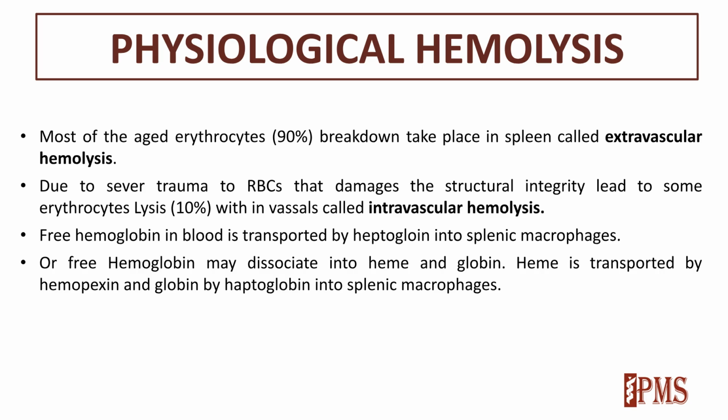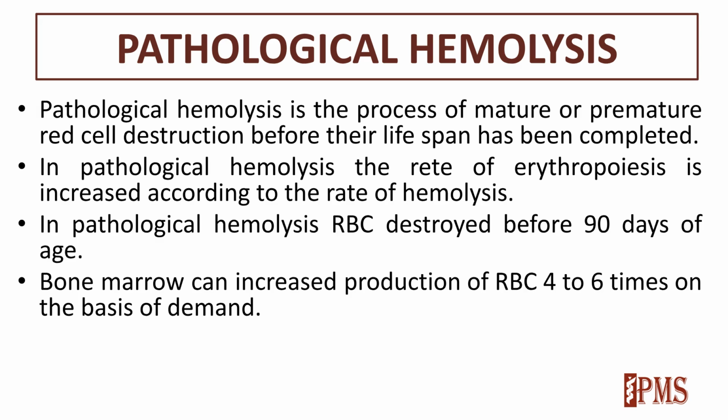Most aged red blood cells are broken down in the spleen, a process called extravascular hemolysis, accounting for 90% of destruction. Intravascular hemolysis, about 10%, happens within blood vessels due to trauma to red blood cells. Pathological hemolysis involves the premature destruction of red blood cells before their lifespan is completed. The rate of erythropoiesis increases in response to the rate of hemolysis.